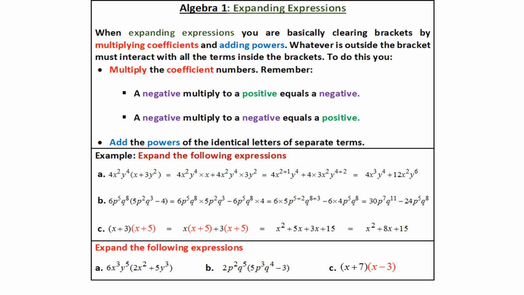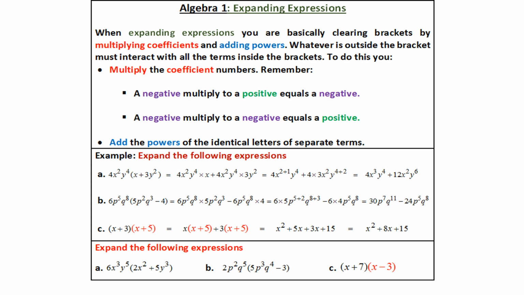Now when you're multiplying 4x squared y to the 4 by x, you have to add the powers of the x's. So you have a power of 2 and you have a power of 1. So you add those powers. Now there isn't any y here, so it remains as y to the 4.